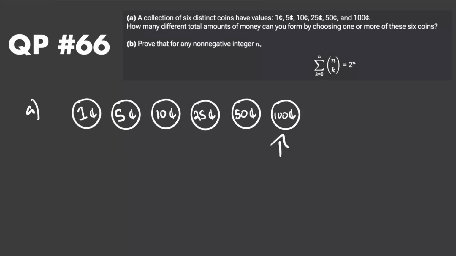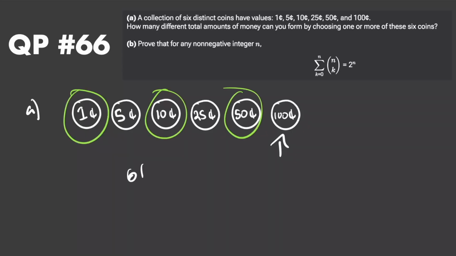So one way I could form a total amount of money is, let's say I chose this coin and this coin and this coin, and then I'd have 61 cents. So that's one way of doing it. And then if I also added in the 5-cent coin, then I'd have 66 cents, and this would be a different way of choosing a total amount of money.